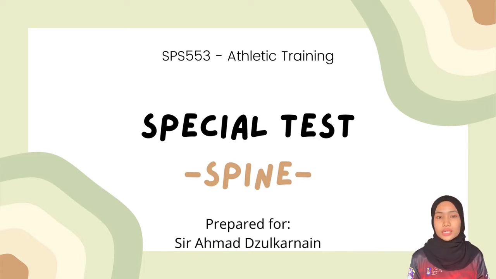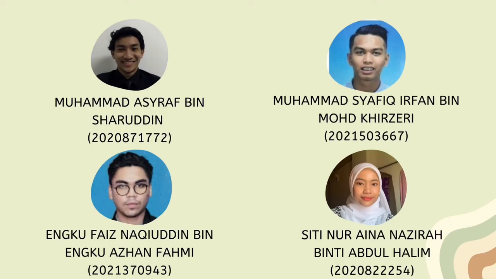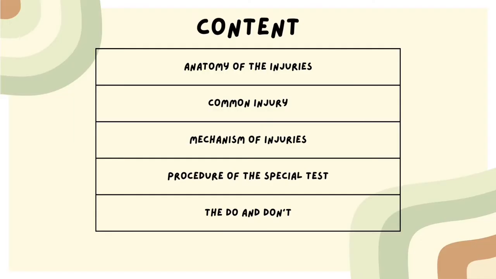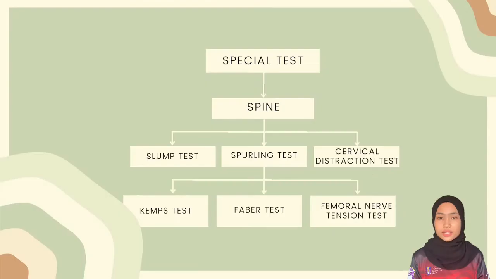I would like to begin the presentation with the special tests on the spine. This section has 6 special tests, which are the SLUMP test, Sperling test, cervical distraction test, Kemp's test, FABER test, and femoral nerve tension test. All these tests are used to assess pain related to the spine.